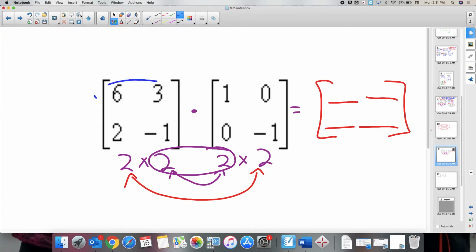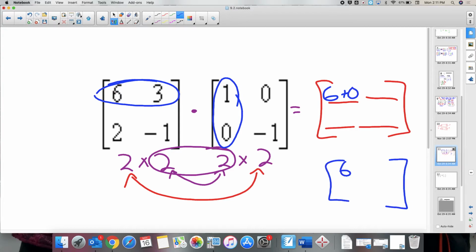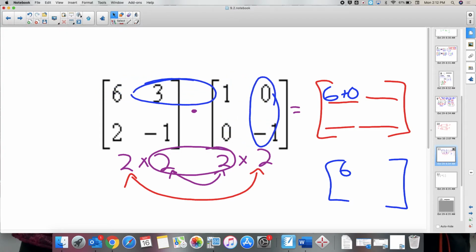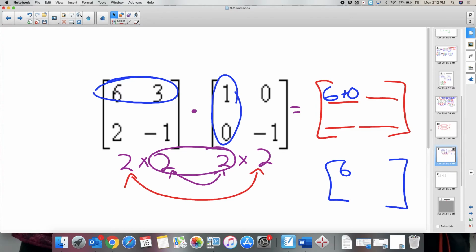I do my first row times my first column. First times the first is 6. Second times the second is a 0. So I got 6 plus 0. Now we're going to do the first row times the second column.